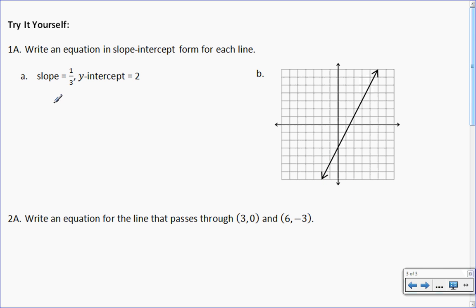Okay, for the first one, the equation of this line is y equals 1/3 x plus 2. For B, the equation of the line shown in the graph is y equals 2x minus 3.